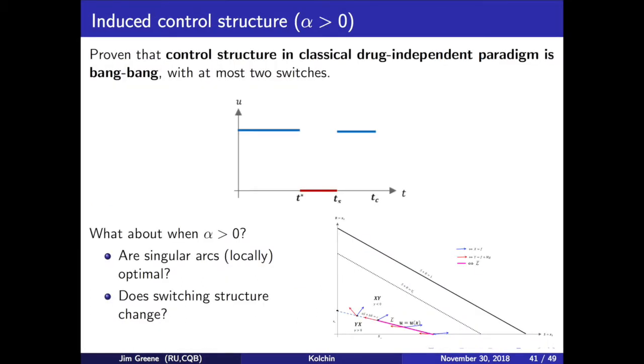Okay, so now the question becomes, what happens as we increase alpha? How does this arc change? Is the arc optimal? Are singular arcs optimal? And how does the switching structure change? So now you can show that this line actually has a slope, and so I can actually stay on it now, possibly. And so singular arcs could be optimal, or I could switch around it.